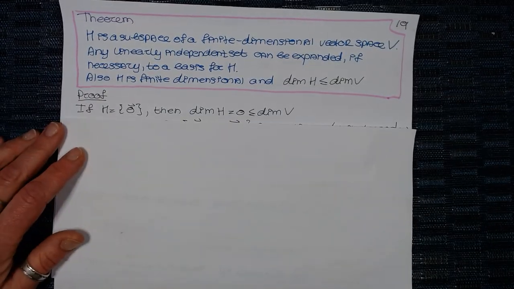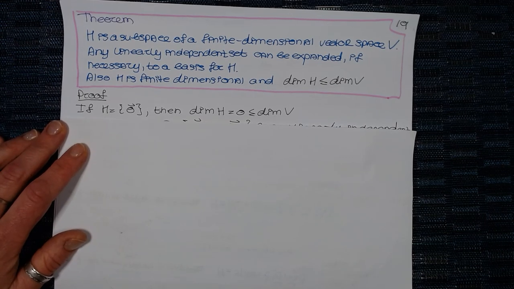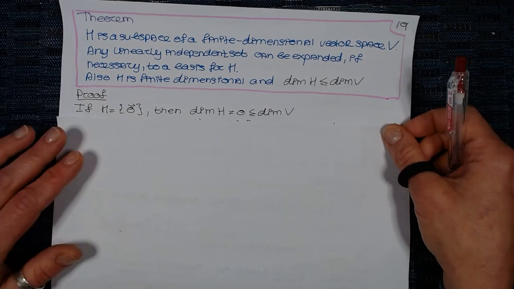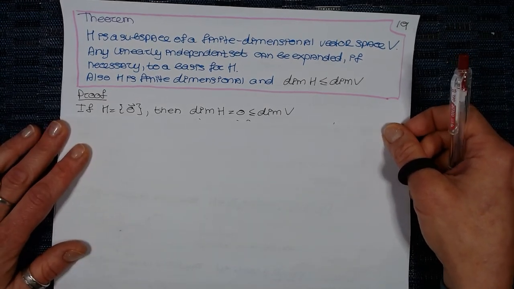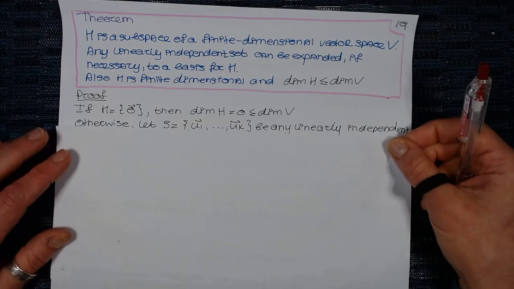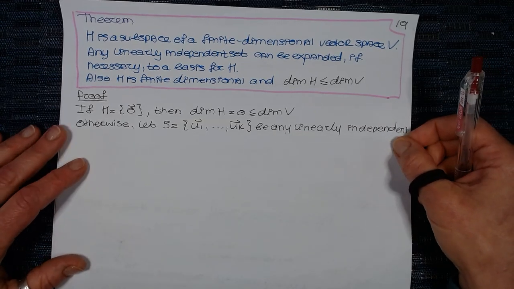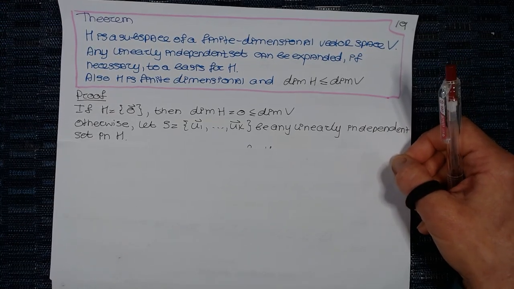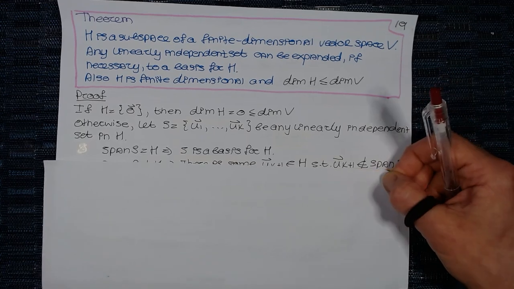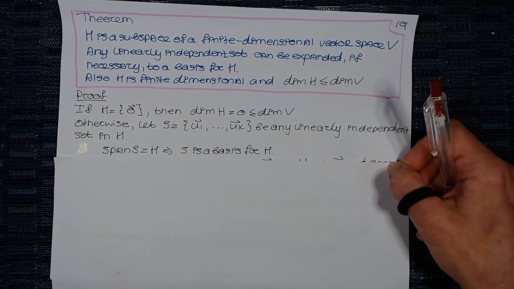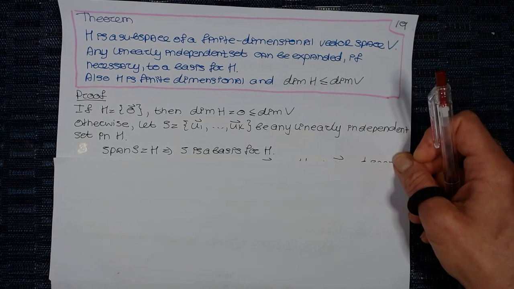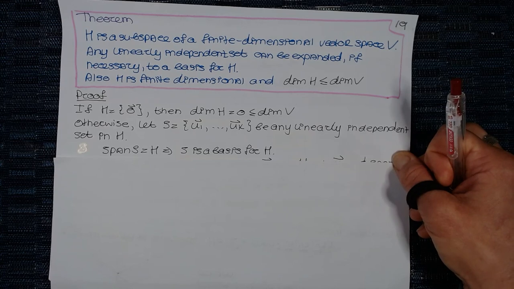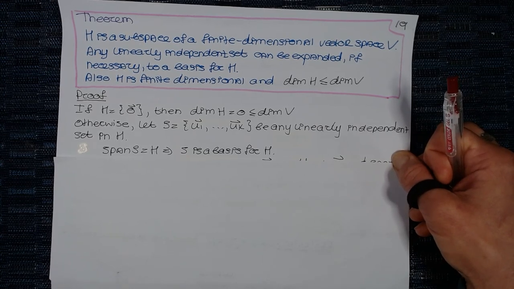In the simple case, if H is just the zero subspace, then the dimension of the zero subspace is 0, obviously less than dimension V, right? But otherwise, say I have some set S of k vectors that is a linearly independent set in my subspace H. So if span of S already equals H, then we're done, right? S is a basis for H, because for a basis I need linear independence and I need the span to be equal to H. So we don't have to do anything more.